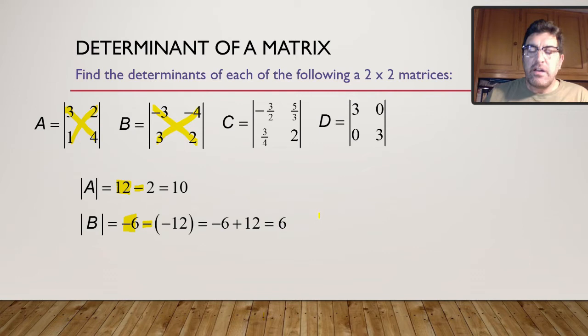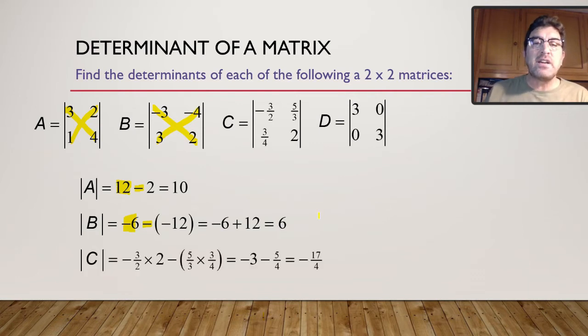Okay. If you worked with the determinant of C, what made it a bit difficult was there's fractions involved. So the laws that govern fractions are important. Minus 3 over 2 times 2 leaves us with minus 3. And the product this way, the 3 in the denominator cancels the 3 in the numerator there and leaves us with minus 5 over 4, which gives us minus 17 over 4.